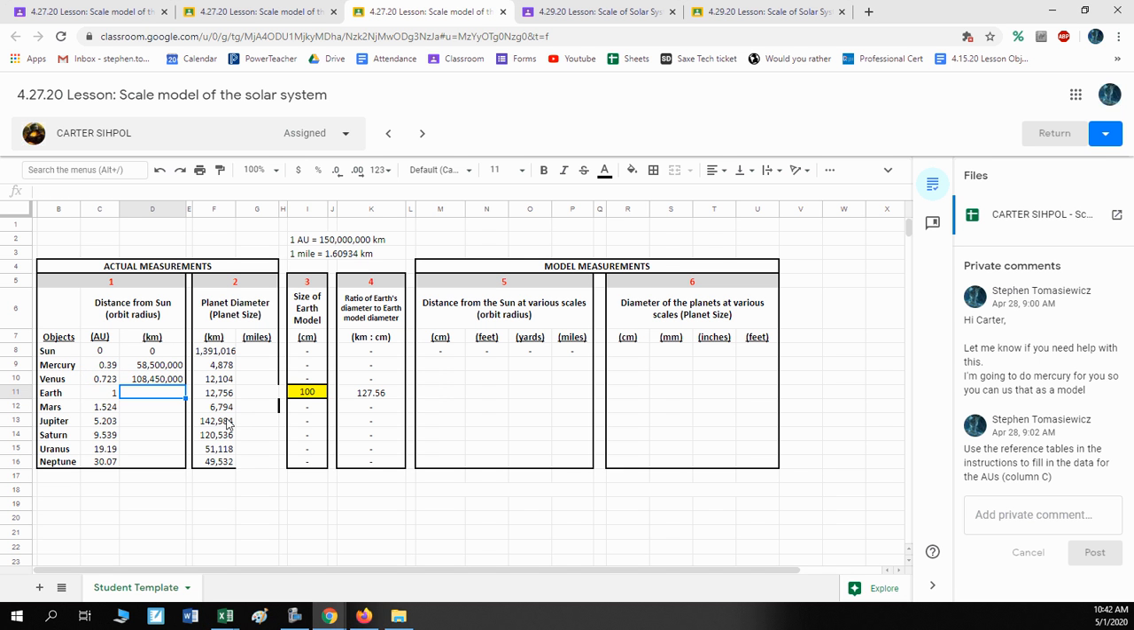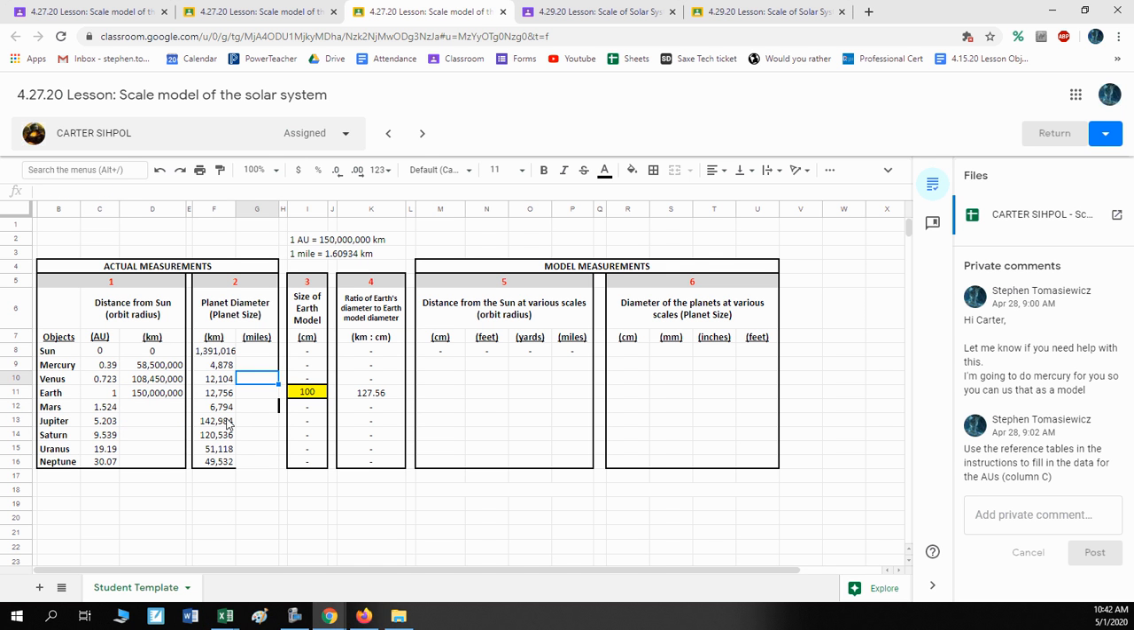And then this one, let's do Earth one more time. So if you can see the pattern, this is C9 times 150 million, C10 times 150 million. This one is going to be equals C11 times 150 million. And so you can keep doing that all the way down to fill out the rest of these distances.